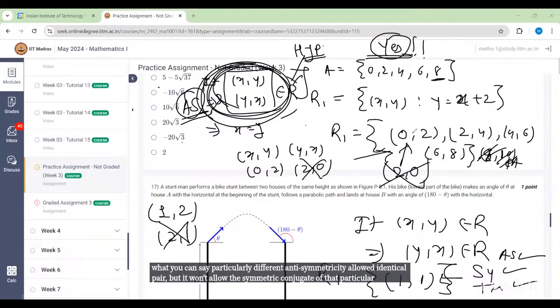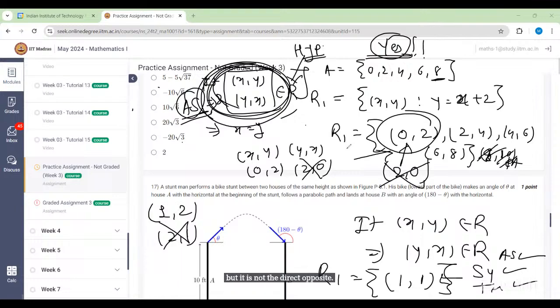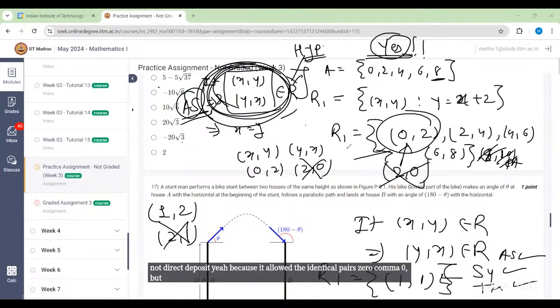For example, if (0, 2) is here, then (2, 0) should not be here if this relation wants to be antisymmetric. It is not the direct opposite, yeah, because it allows the identical pair. (0, 0) is allowed, but if (0, 2) is there, then (2, 0) should not be there.